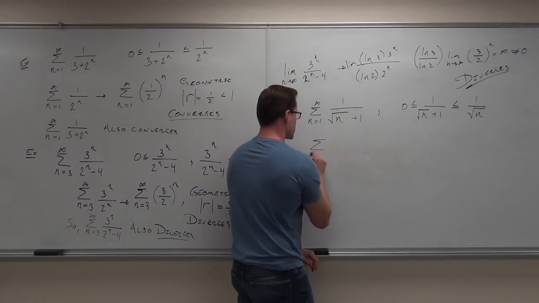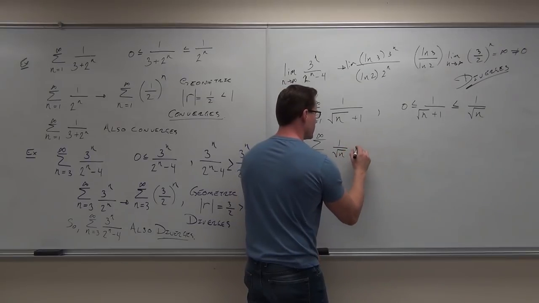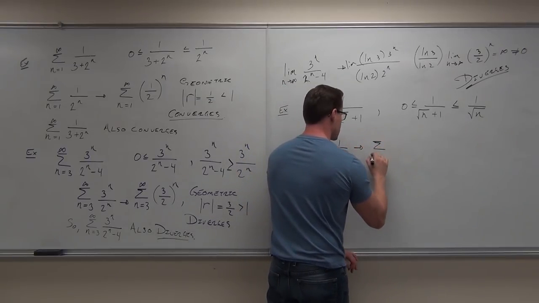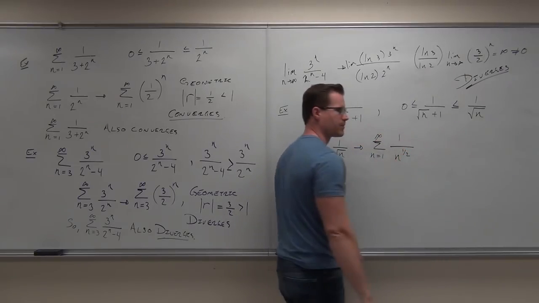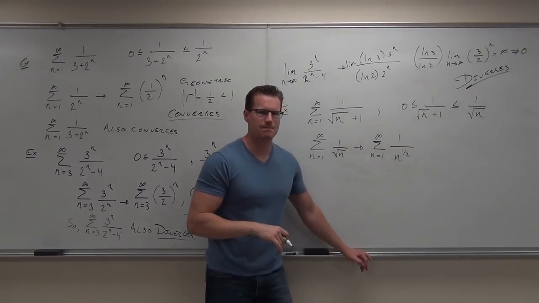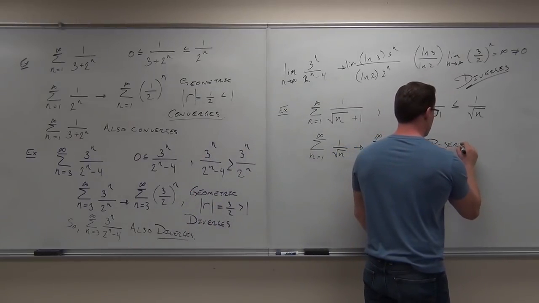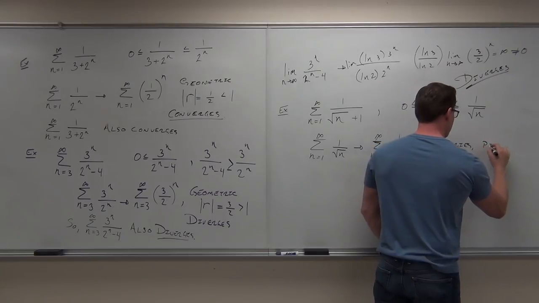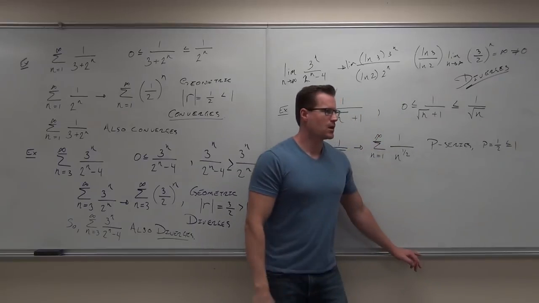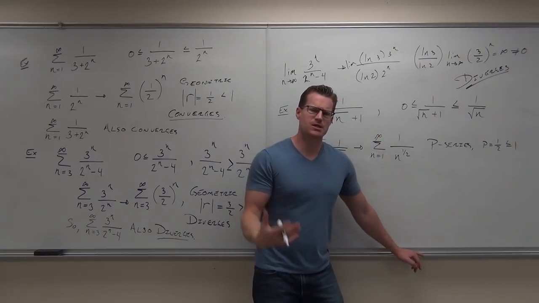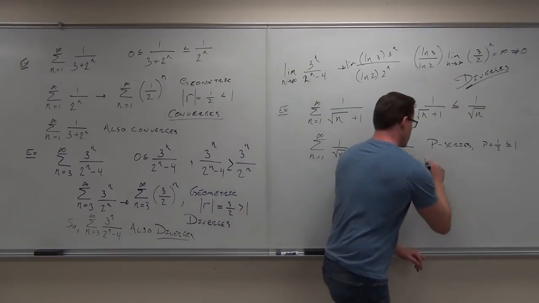If I do the series from 1 to infinity of 1 over the square root of n, do you understand that that's the series from 1 to infinity of 1 over n to the 1/2 power? P series. Tell me something about that. P series, very good. What's the P? That's less than or equal to 1. Tell me something about a P series where the P is less than or equal to 1. Divergent.